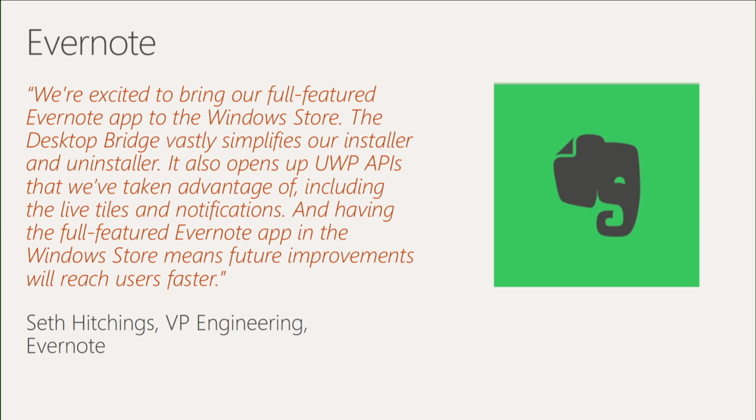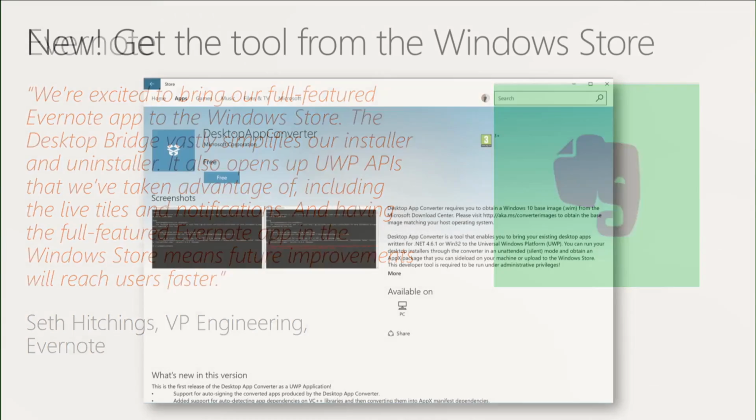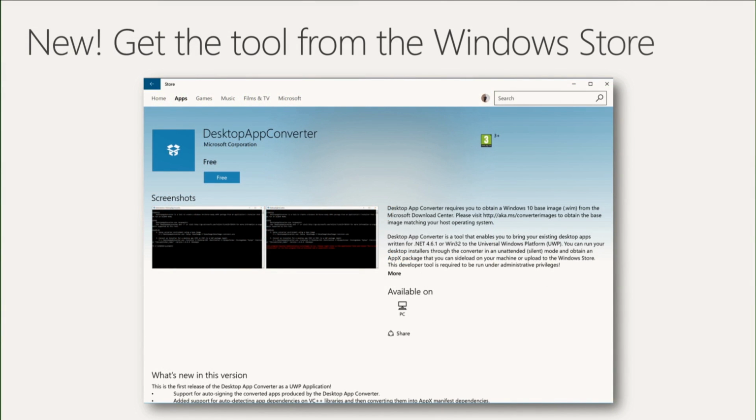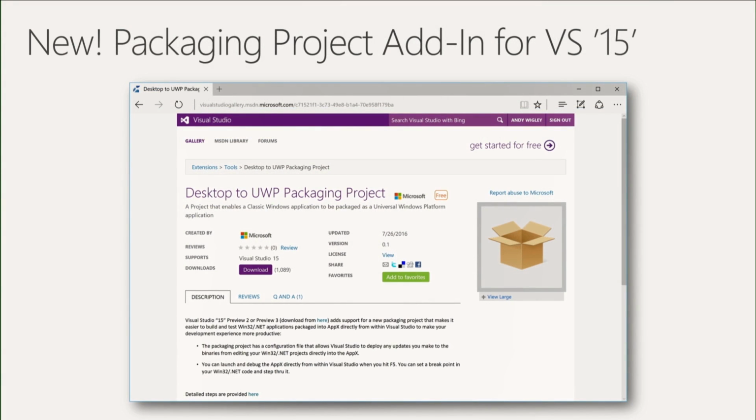The first apps have just gone into the store a few weeks ago, including Evernote, a very popular package. And as they say, they're very excited about the possibilities in opening up to UWP APIs, and they've already taken advantage of live tiles and notifications in their classical Windows application. The Desktop App Converter tool is in the Windows Store, and there's also a Visual Studio add-in for Visual Studio 15, which helps with the whole debugging and packaging part of things as well.